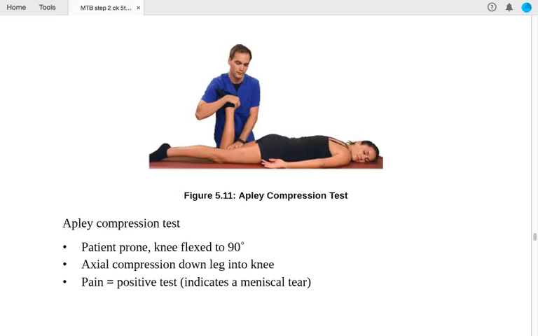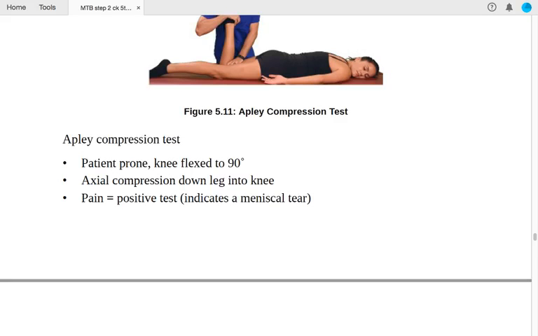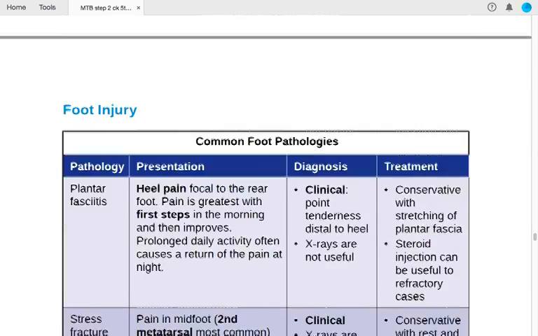First, the patient is prone, with the knee flexed to 90 degrees. There will be axial compression down the leg into the knee, and if pain is there, that is considered a positive test and indicates a meniscal tear. If it's a meniscal tear, it will be represented by a positive test.